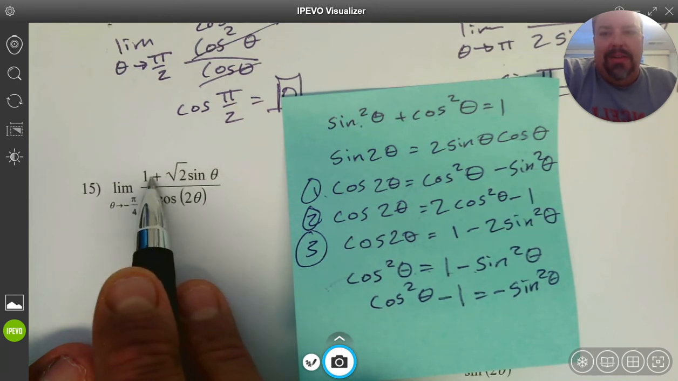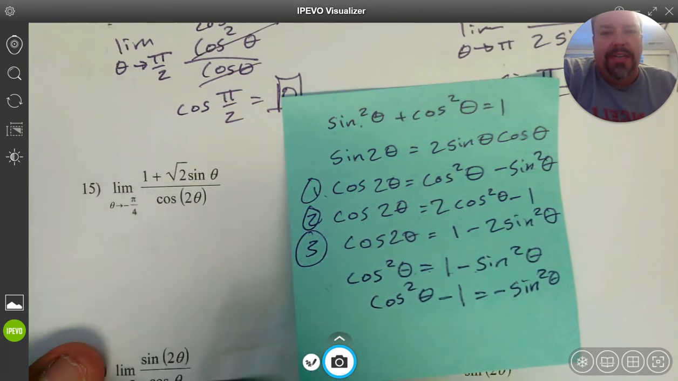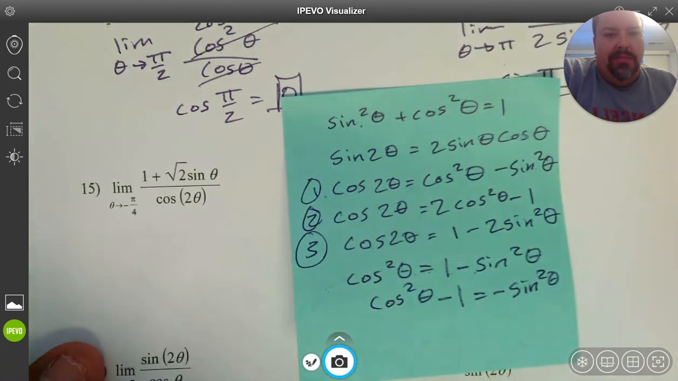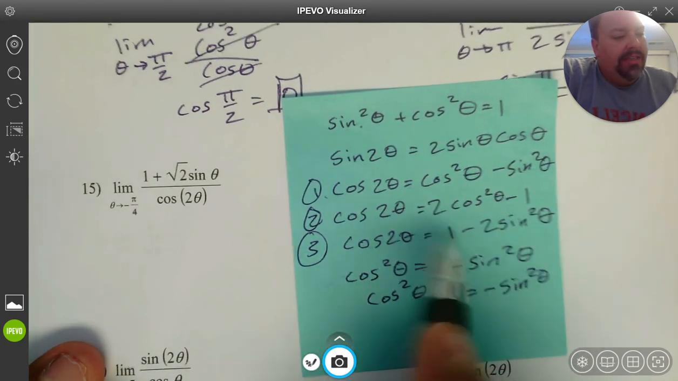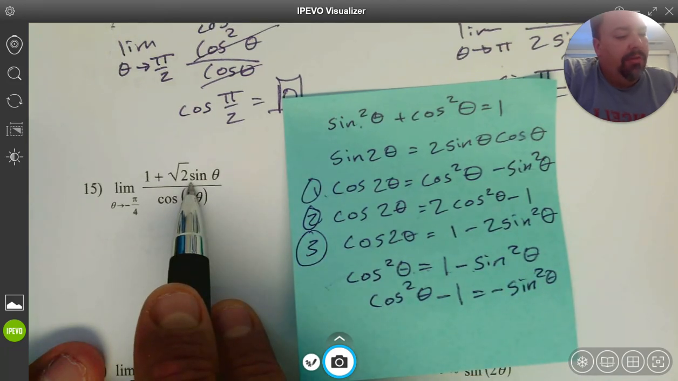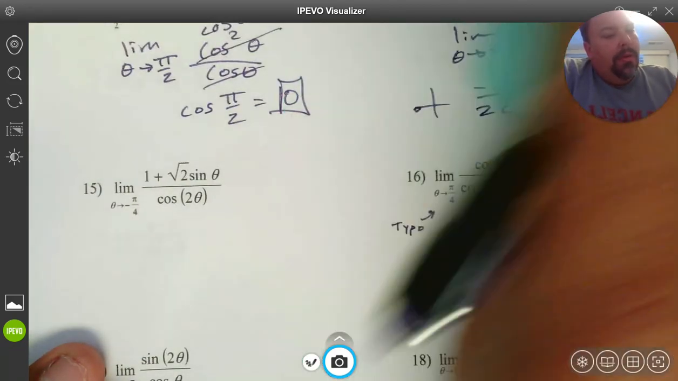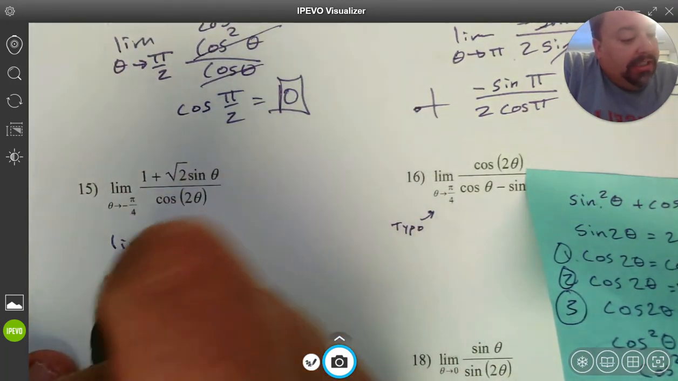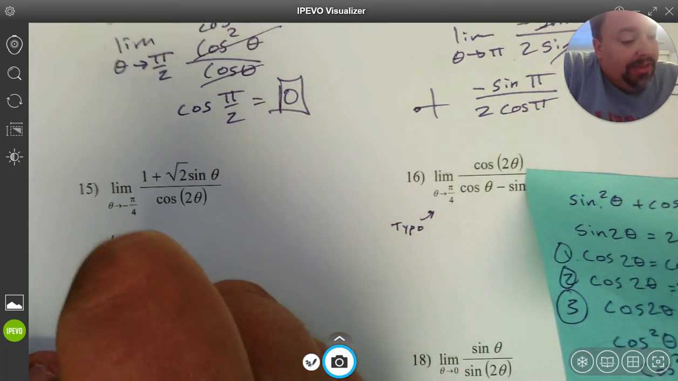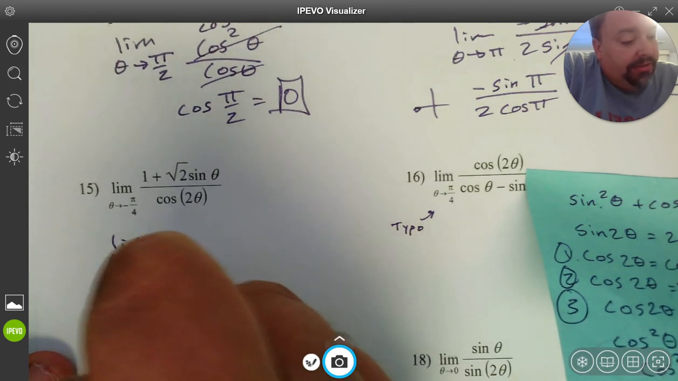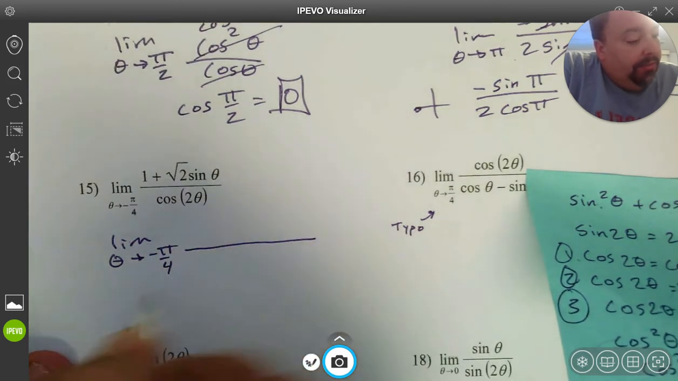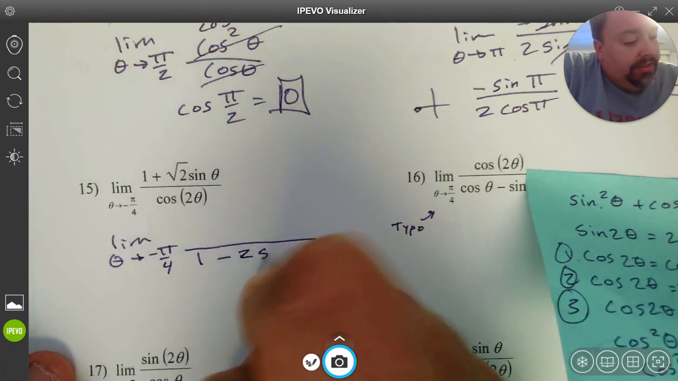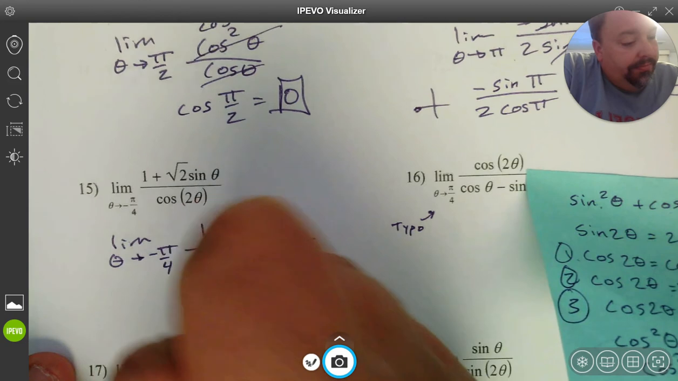Well, if you look at the top, you have a 1 and you have a sine theta. There's no cosine theta. So we want to try to use this guy, 1 minus 2 sine squared, because that's the closest match to what we have on top. Again, with indeterminate forms, we're always trying to do some algebra or trig manipulation so that we can eventually cancel things out. So on the bottom, we can write it as 1 minus 2 sine squared theta.